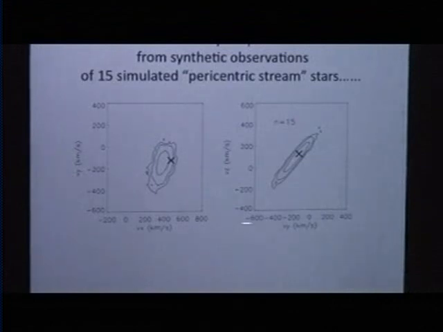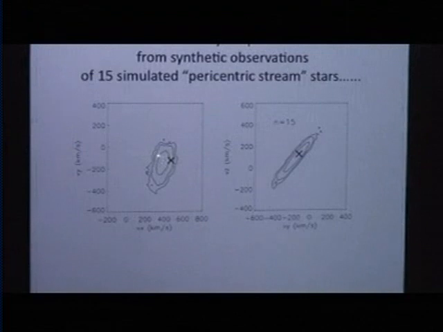So this is Vx, Vy. The x is the answer in the simulation. And these are giving us our estimates that we came up with from the 15 stars using synthetic observations of this pericentric stream. And this is the other dimensions. And so we have an estimate, and we have errors on the estimate.